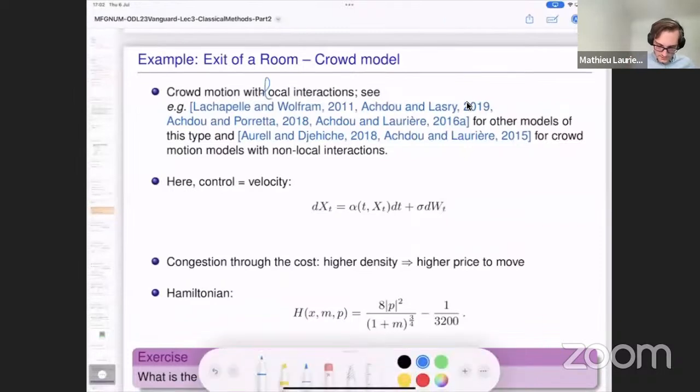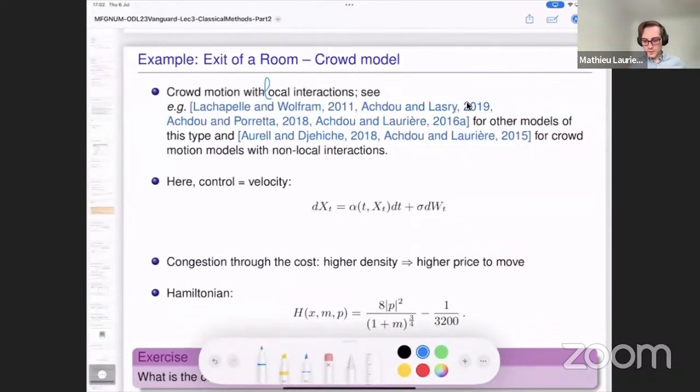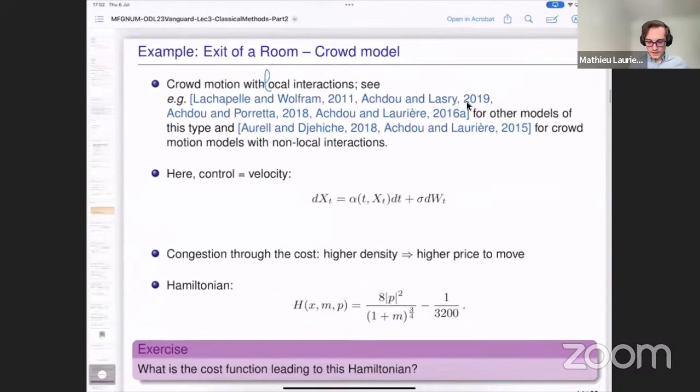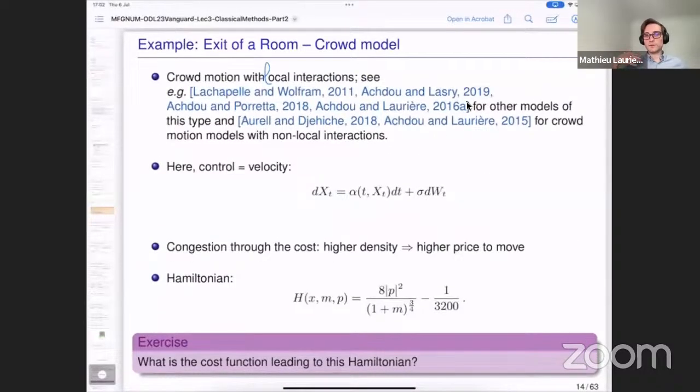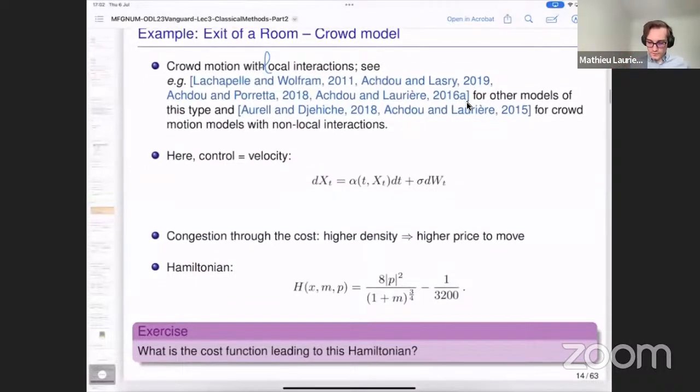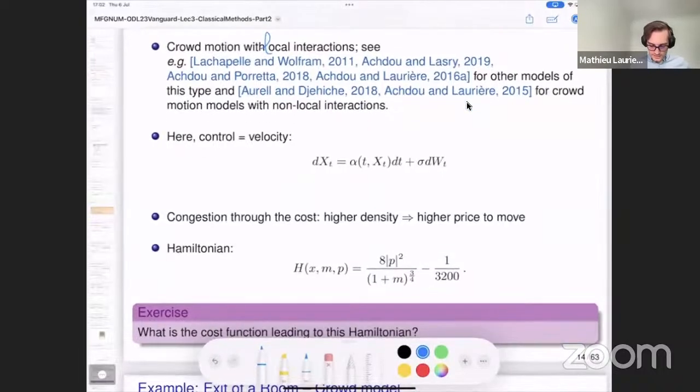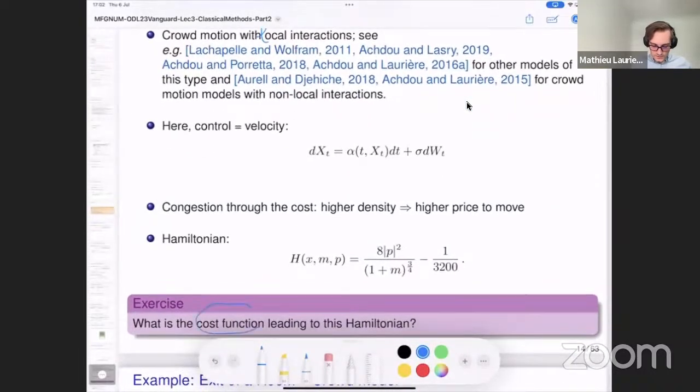I clicked on something. So, local interactions. There are other models with non-local interactions, so you can take a look at these references. Here, again, the player controls her velocity directly, and the Hamiltonian is of this form. So I leave it as an exercise. What is the cost function leading to this Hamiltonian? You know the drift, because the drift is going to be just alpha. You know the definition of the Hamiltonian. So the question: do some reverse engineering to find the running cost that led to this case.